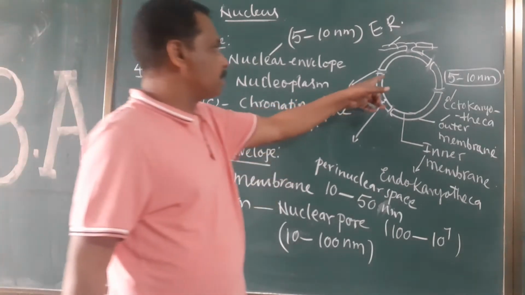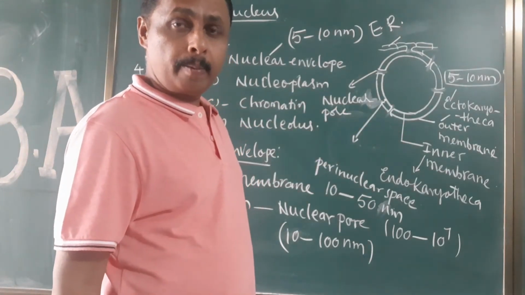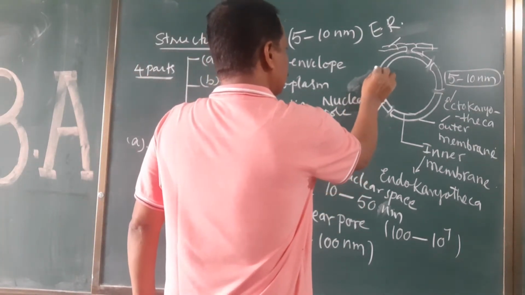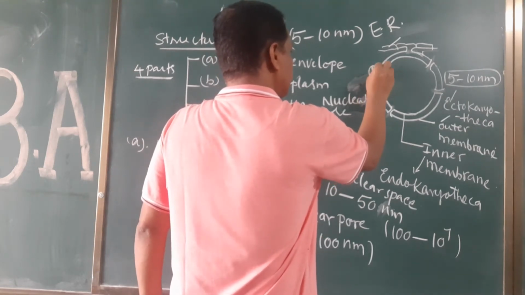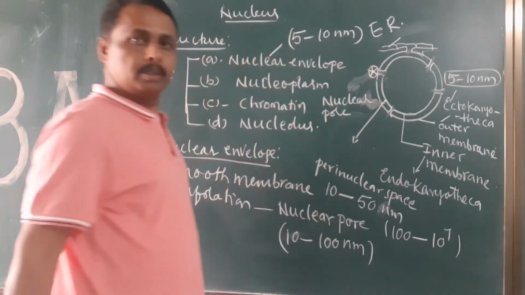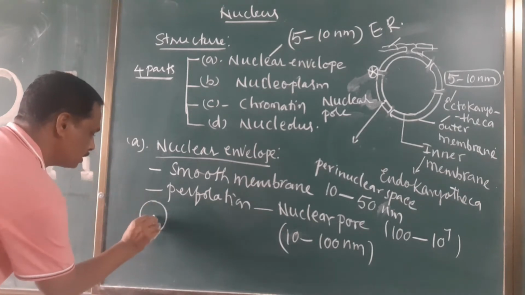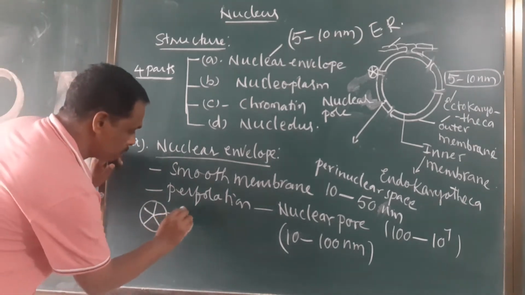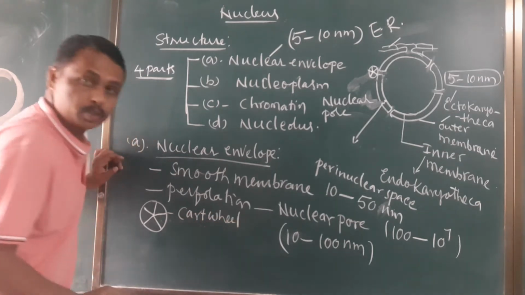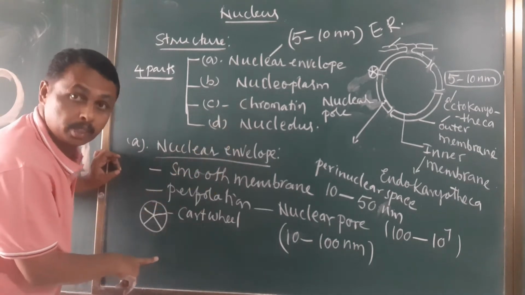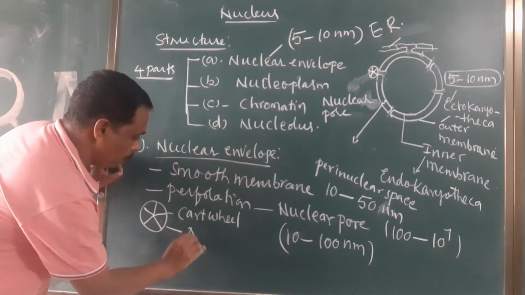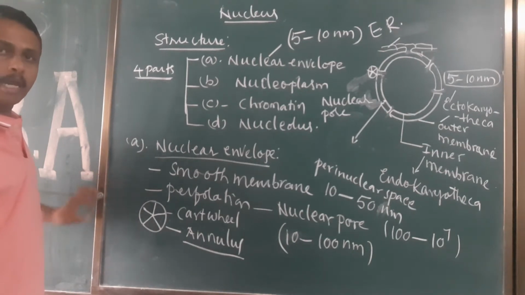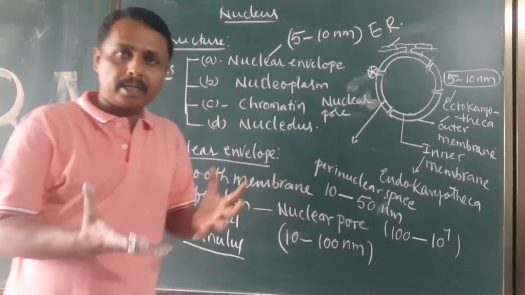Next, in each nuclear pore, a cartwheel-like diaphragm is plugged. This is a cartwheel-like structure, plugged at each nuclear pore. This cartwheel-like structure is called annulus. So this annulus acts as a plug for the nuclear pores.